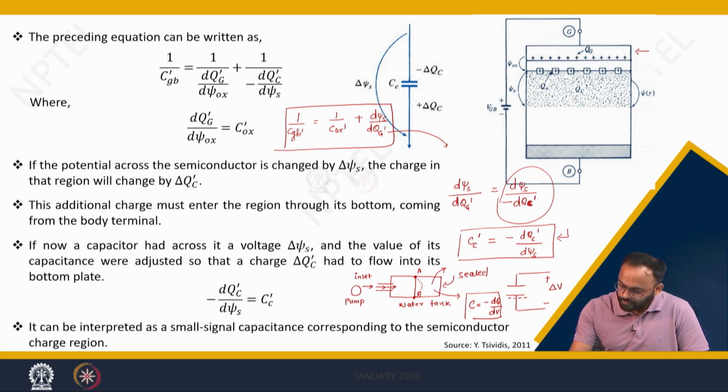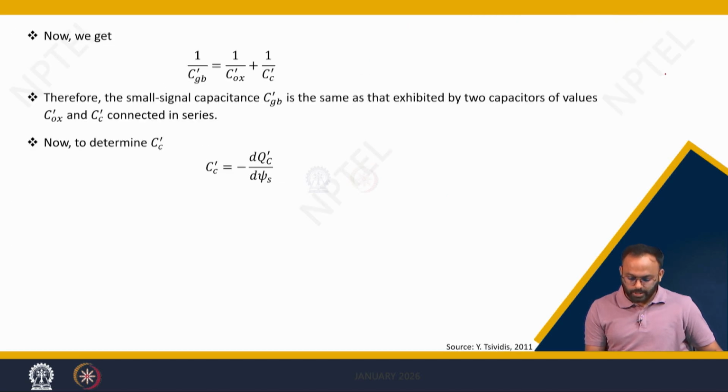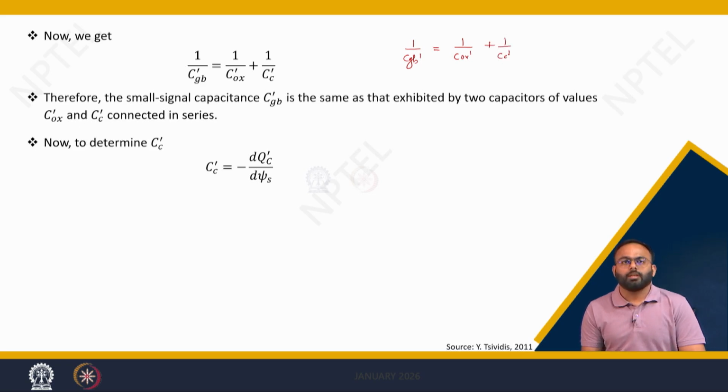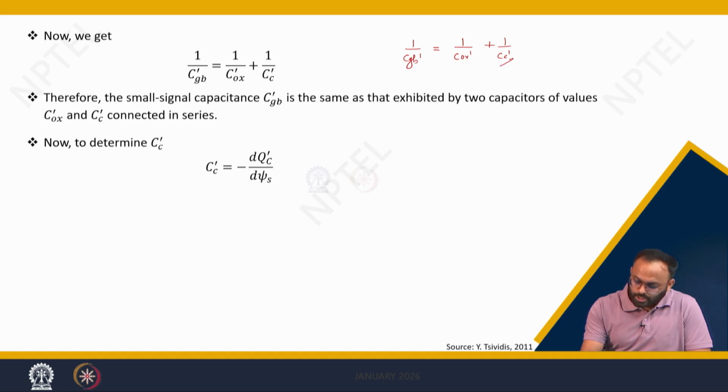If you are changing VGB, the gate charge increases. The increase in gate charge causes the negative charge coming from the body to increase, and hence delta QC divided by delta psi s with a negative sign will give you the capacitance. So to formulate all this, we will see that 1 over CGB dash is equal to 1 over COX dash plus 1 over CC dash, where CC dash is nothing but the capacitance due to the channel charge.